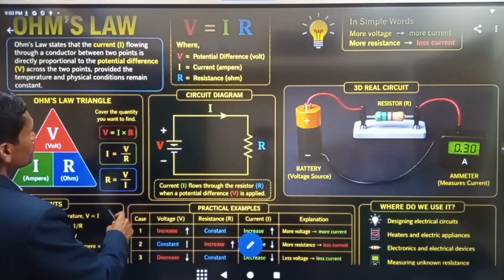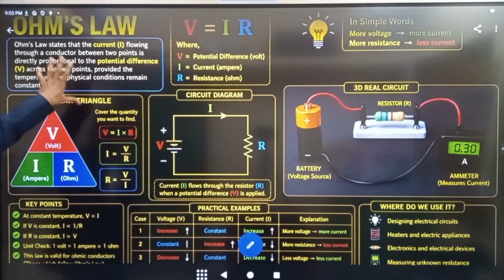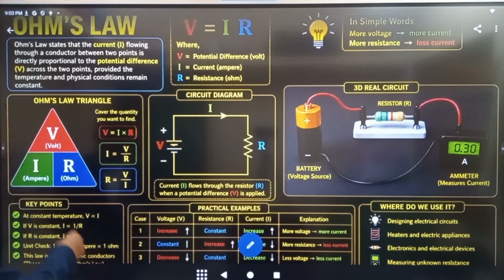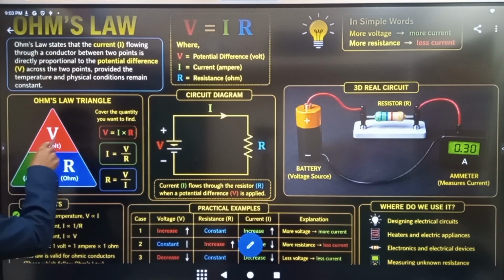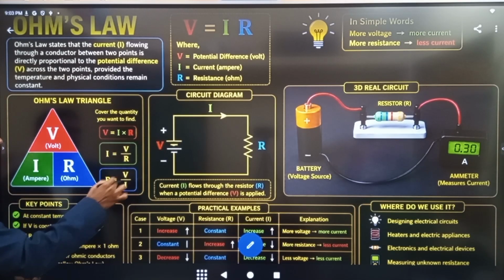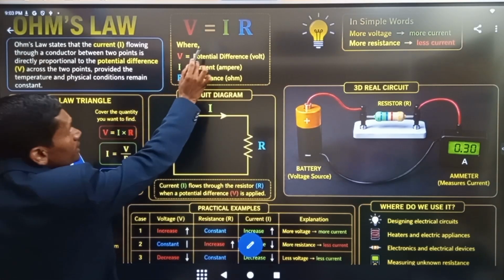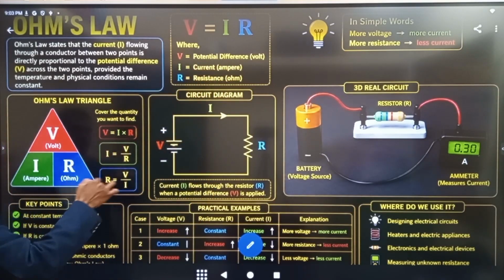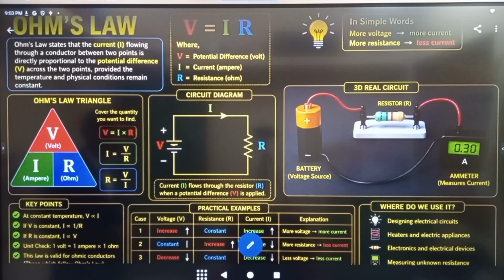Here, coming to what statements we have already told, this is the triangle of Ohm's law. If you take this in a simple way, we can get three expressions from this single expression. What is given here is V is equal to IR. Here three different expressions we are getting. This is very much important.